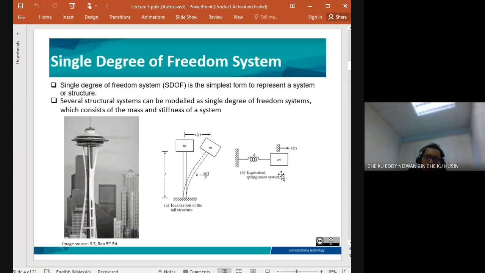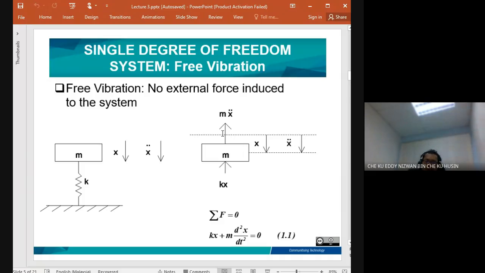This one is the simplest. We model it as a spring and mass system. So that's the example of how we model a single degree of freedom. Now, for single degree of freedom free vibrations, free vibrations means that there is no external force induced to the system.